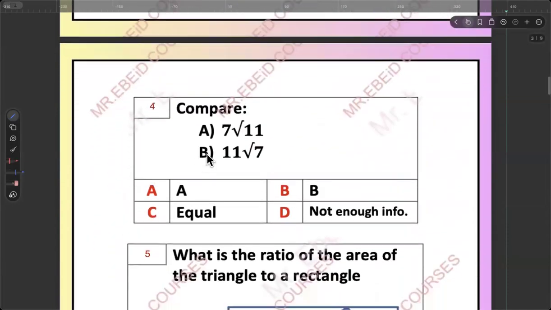Compare between 7 radical 11 and 11 radical 7. As we said before, if we have two numbers that are the same, the greater number is the one outside the radical, so the answer directly is B.